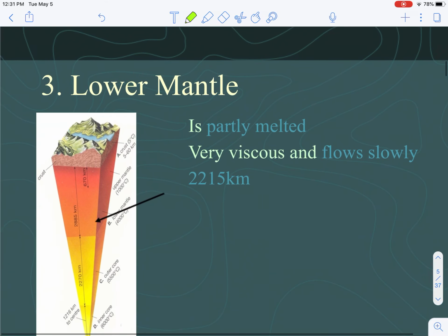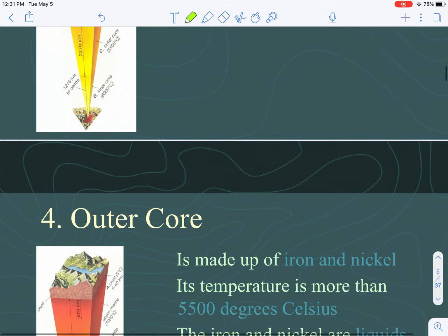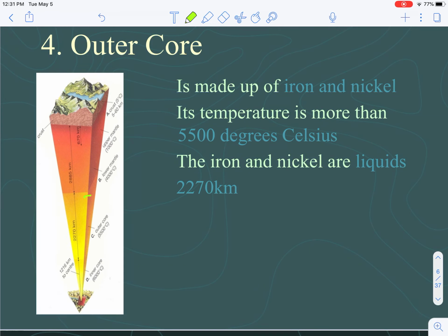The next layer is the upper mantle, which is solid and made of rock. And the lower mantle is below it, and it is partly melted. So it's thick, it's flowing, and partly melted.